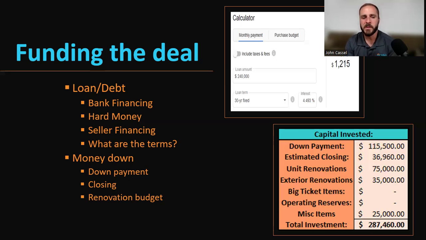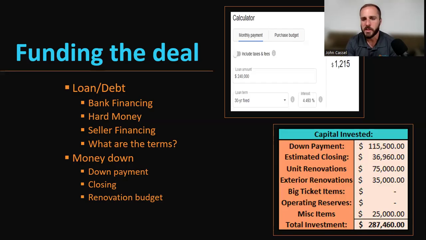So what money down? When you're looking at money down, you're going to look at things like the down payment, which, like I said, if it's 75% loan to value, you're putting 25% of the purchase price down. Closing costs: a good factor for smaller, middle-sized multifamily, you can use 5% of the purchase price to usually be closing costs.